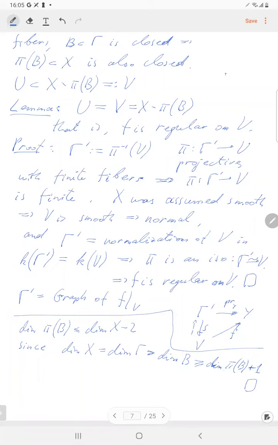Fine. Можете, пожалуйста, какой-нибудь пример привести, когда рациональный морфизм вот такой не продолжается? Oh, certainly. Yes. A very stupid, most stupid example.